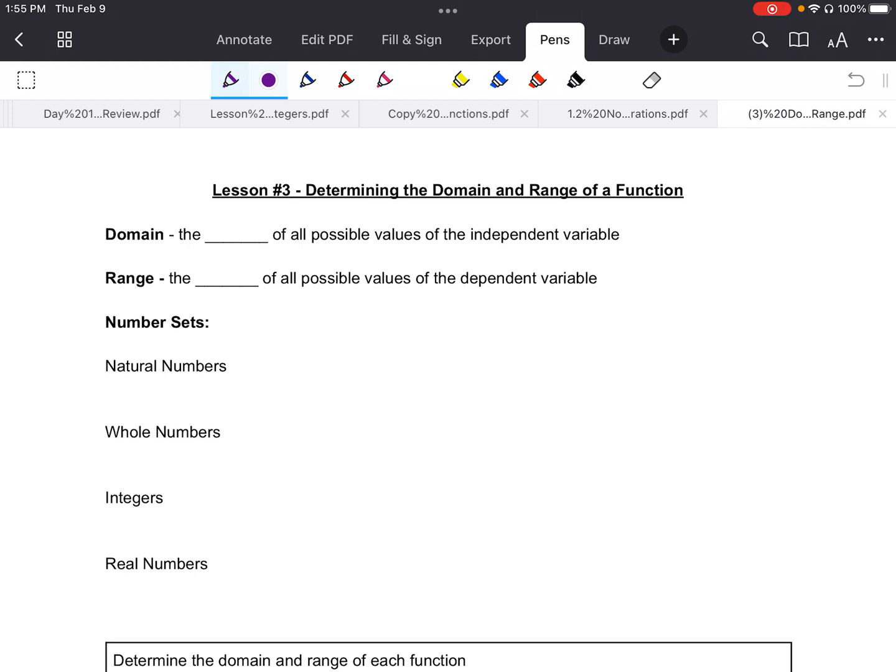Okay, determining the domain and range of a function. So we've already kind of talked about domain and range. The domain is the set of all possible values of the independent variable. And we need to remember that the independent variable are the x values. The range is the set of all possible values of the dependent variable, which are the y values on a graph.